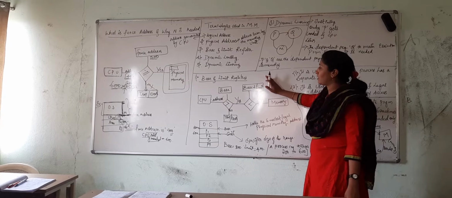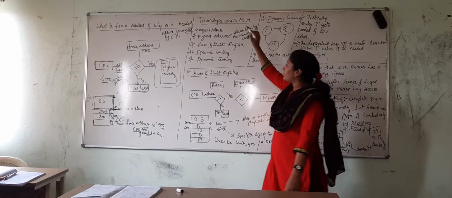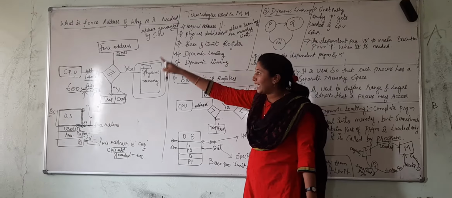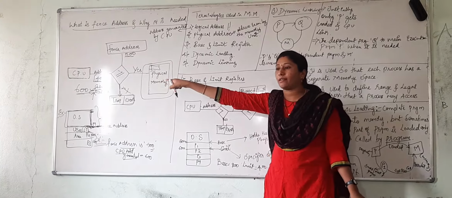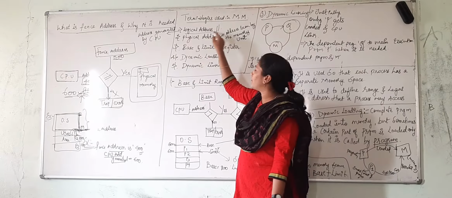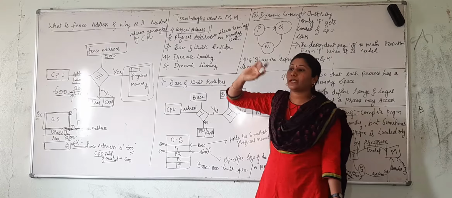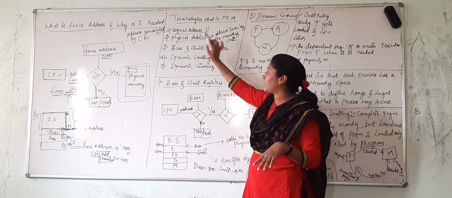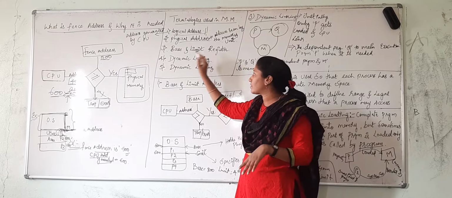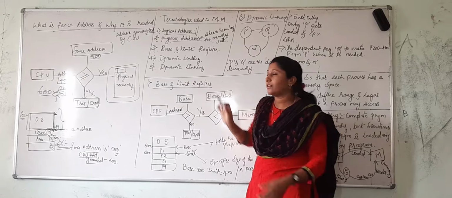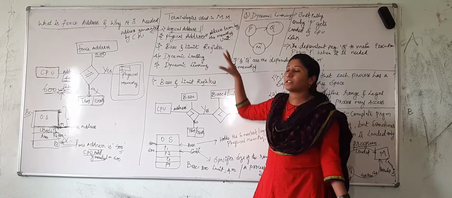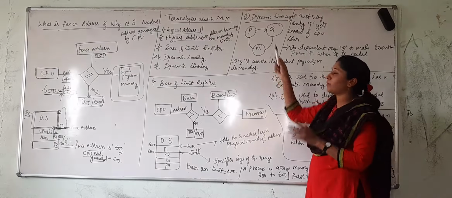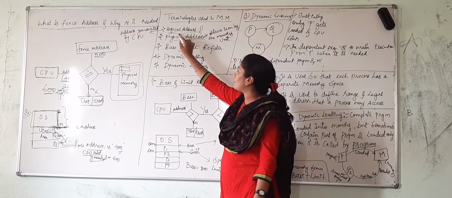Now let us go with the next topic, the terminologies used under memory management. Before going to the base register and limit register, I would like to give a brief definition of the logical address and the physical address. The terminologies we normally come across in memory management are logical address, physical address, base registers, limit registers, dynamic loading, and dynamic linking. These are the terms we frequently come across in MM, that is, memory management.